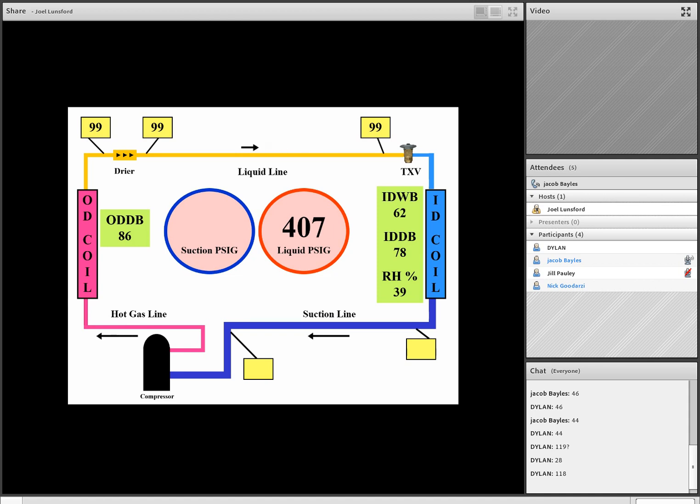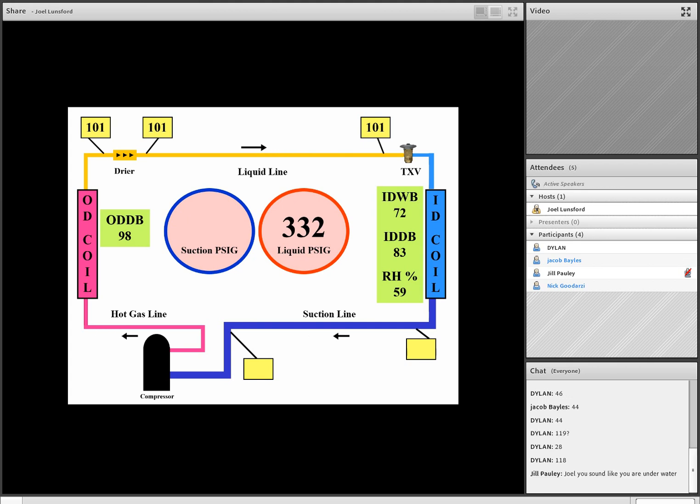Any questions or comments on subcooling and what it tells us about the condenser coil condition? Okay. Let's do another 410A example. In this example, we've got 332 pounds of pressure. Referring to your 410A chart, about 332. What's the pressure temperature conversion?